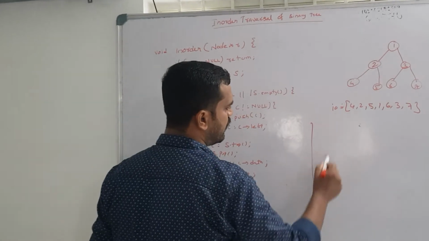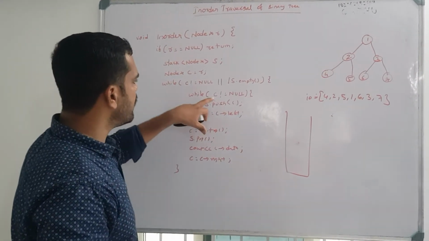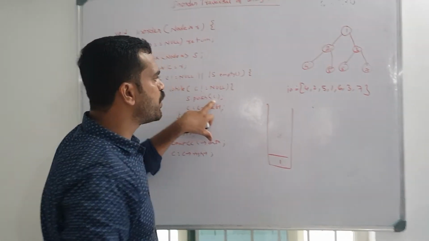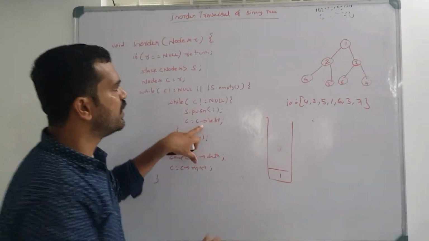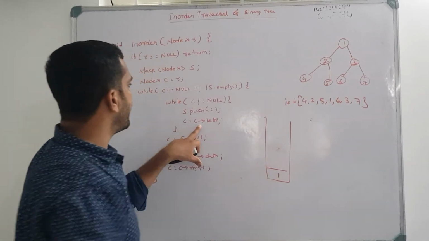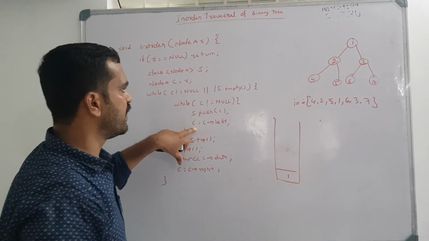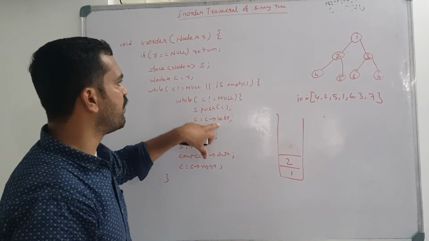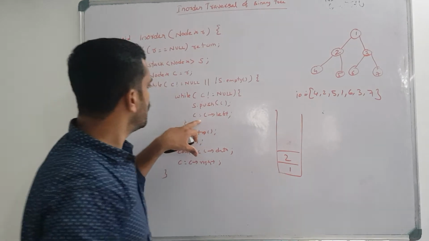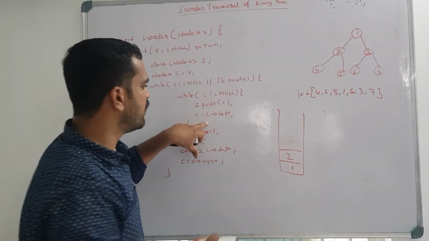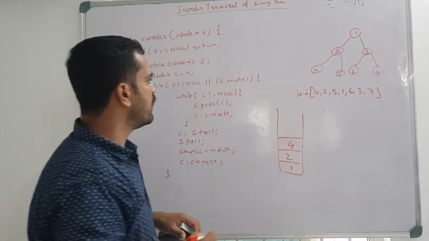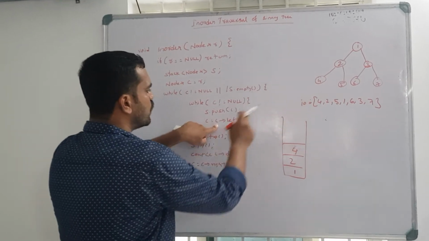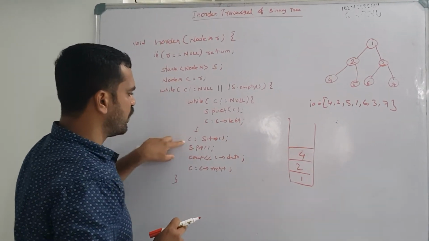Currently C is not null because we initialized it with the root node. So let's take the stack here. C is the root node 1, correct? So 1 will be pushed here, and then C's left node will be 2. Again it will go here, C is not equal to null, so it will iterate again. 2 will come on top of 1. Now 2's left will be 4. Again C is not null, so 4 will be pushed into our stack. Next time, 4's left will be null, so C becomes null. It will break the loop and come out.